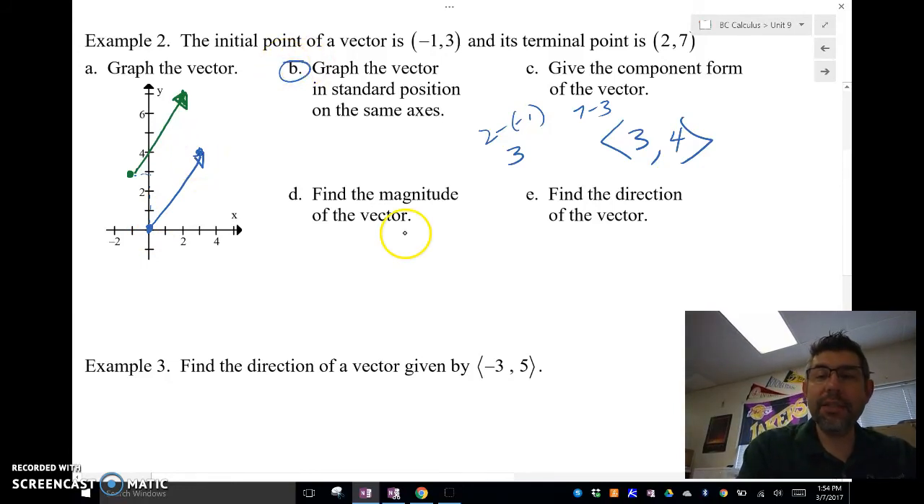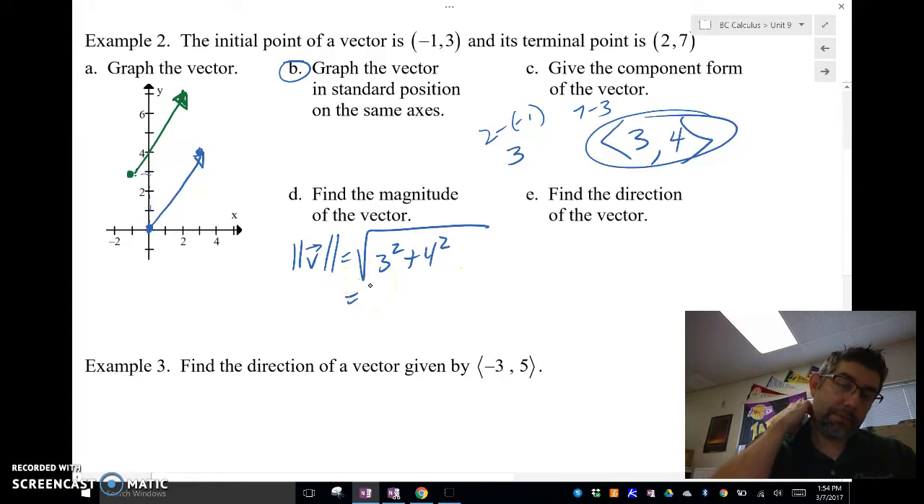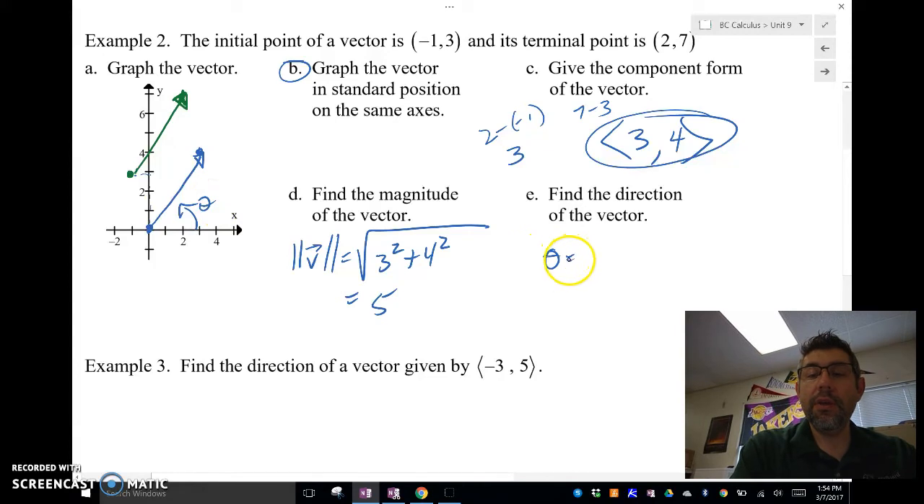If I want to find the magnitude, I need it in component form. But once I have it in component form, it's pretty easy. So then my magnitude of my vector is going to be the square root of 3 squared plus 4 squared. Okay? Which is going to be 5. And then I want the direction. So I want this angle here. I'm going to label that as theta. Theta is the inverse tangent of y over x, of 4/3. Right, that comes out to be about 0.927 in radians.